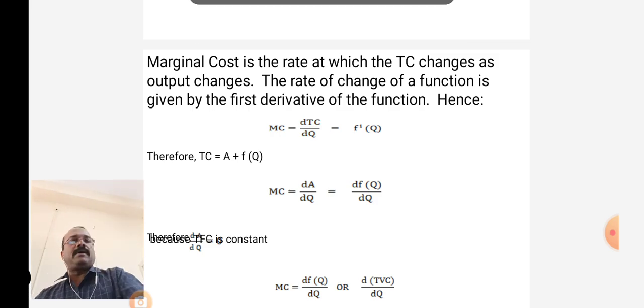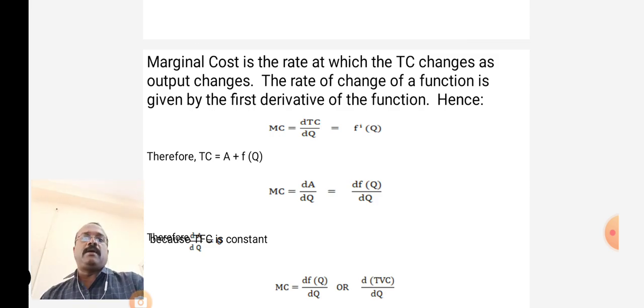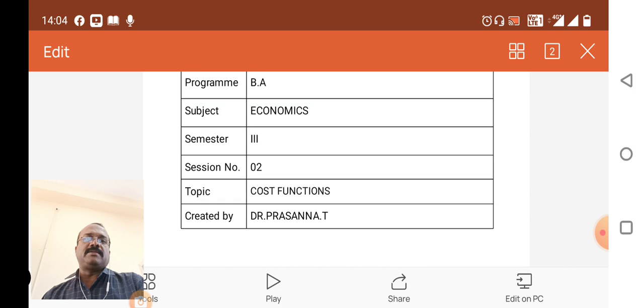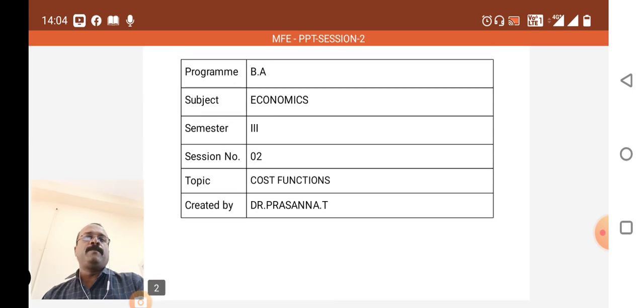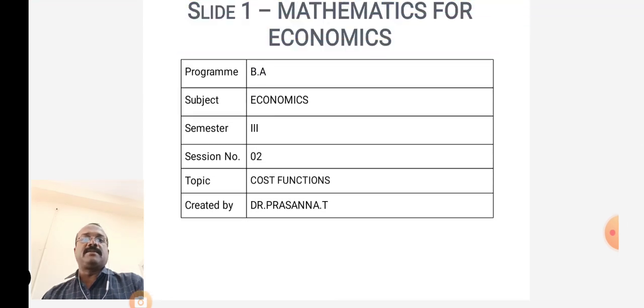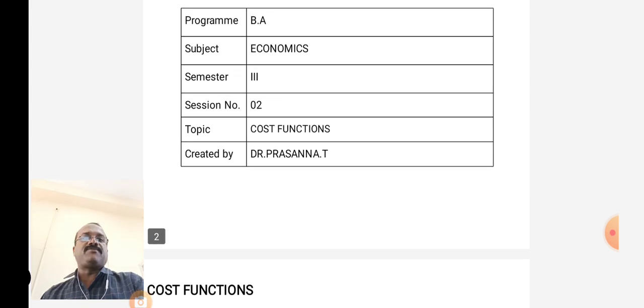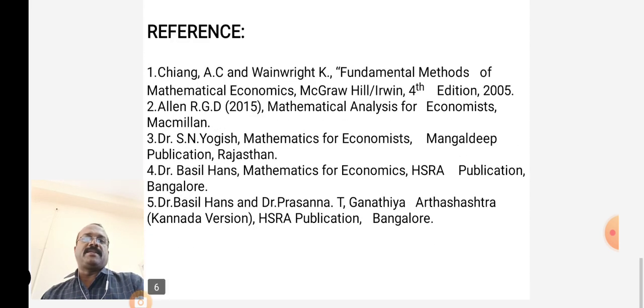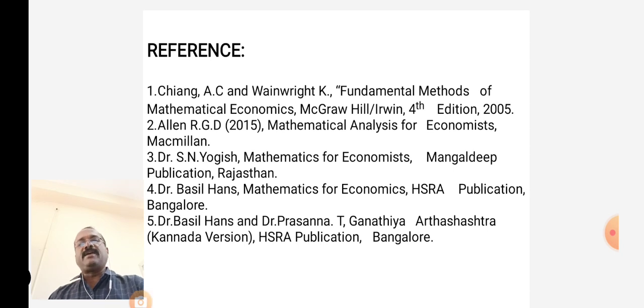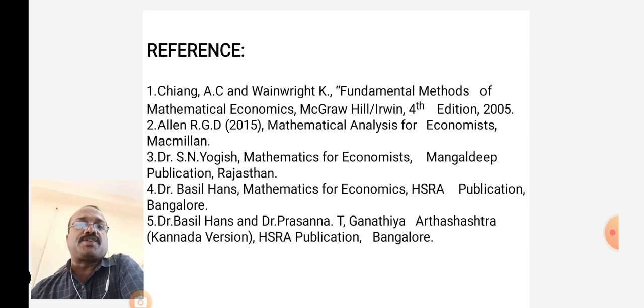So this is what I mentioned in this session, all about session 2, cost functions under mathematics for economics. With this I will stop here. I will come up with another topic in another session.